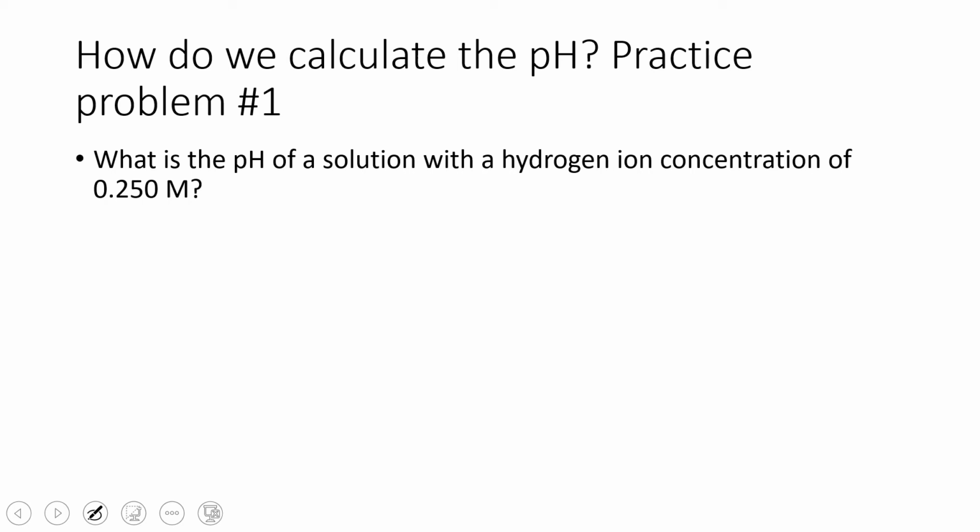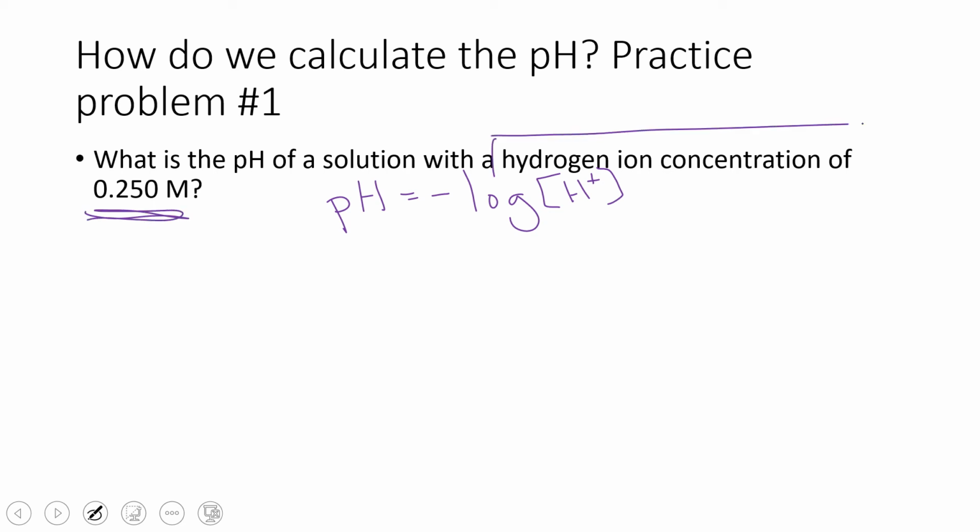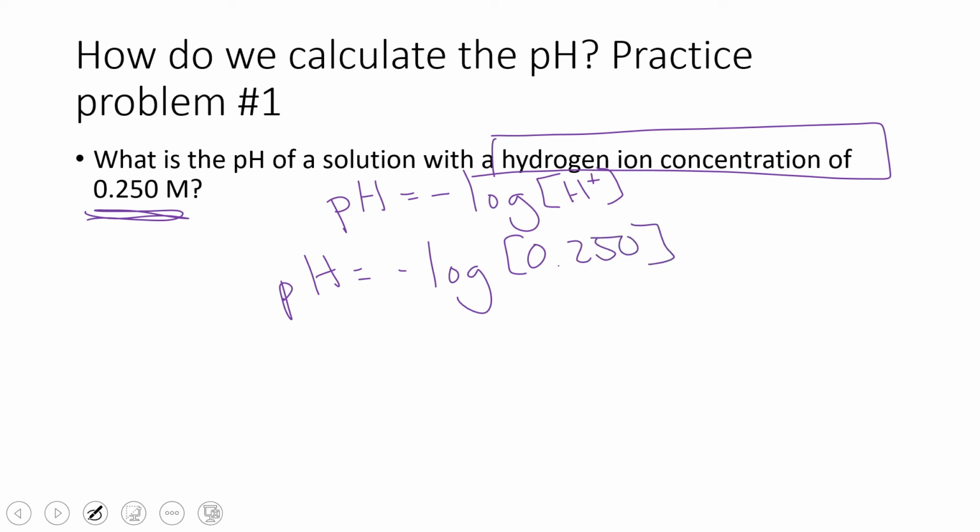What is the pH of a solution with a hydrogen ion concentration of 0.25 molar, right? So we know that the equation we're going to be using is that pH is equal to the negative log of the concentration of the hydrogen ion. And right now, this is my hydrogen ion concentration. You can see that it tells me this right here. So pH is equal to the negative log of 0.250 molar, right? Remember this little guy? Molar, that's our concentration in a solution.